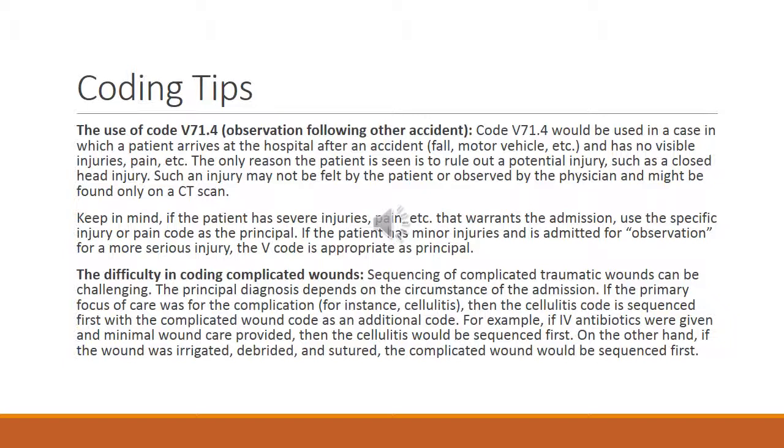Sequencing of complicated traumatic wounds can be challenging. The principal diagnosis depends on the circumstance of the admission. If the primary focus of care was for a complication, for instance, cellulitis, then the cellulitis code is sequenced first with the complicated wound code as an additional code. For example, if IV antibiotics were given and minimal wound care provided, then the cellulitis would be sequenced first. On the other hand, if the wound was irrigated, debrided, and sutured, the complicated wound would be sequenced first.